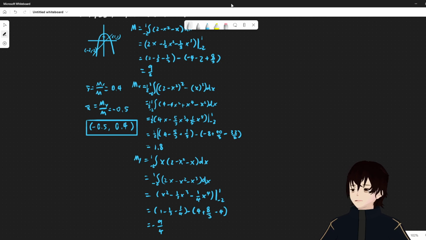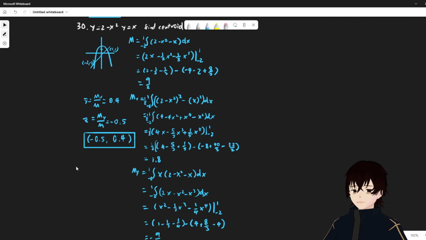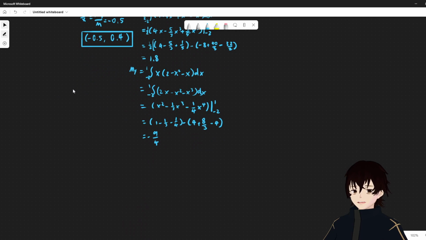Now then, onward to... Oh no. The whiteboard is starting to lag. We have too many drawings here. Onward to 33. The last question of this unit, actually. We got x plus y is equal to 2, and x is equal to y squared. I'm guessing we got to partition onto y this time.